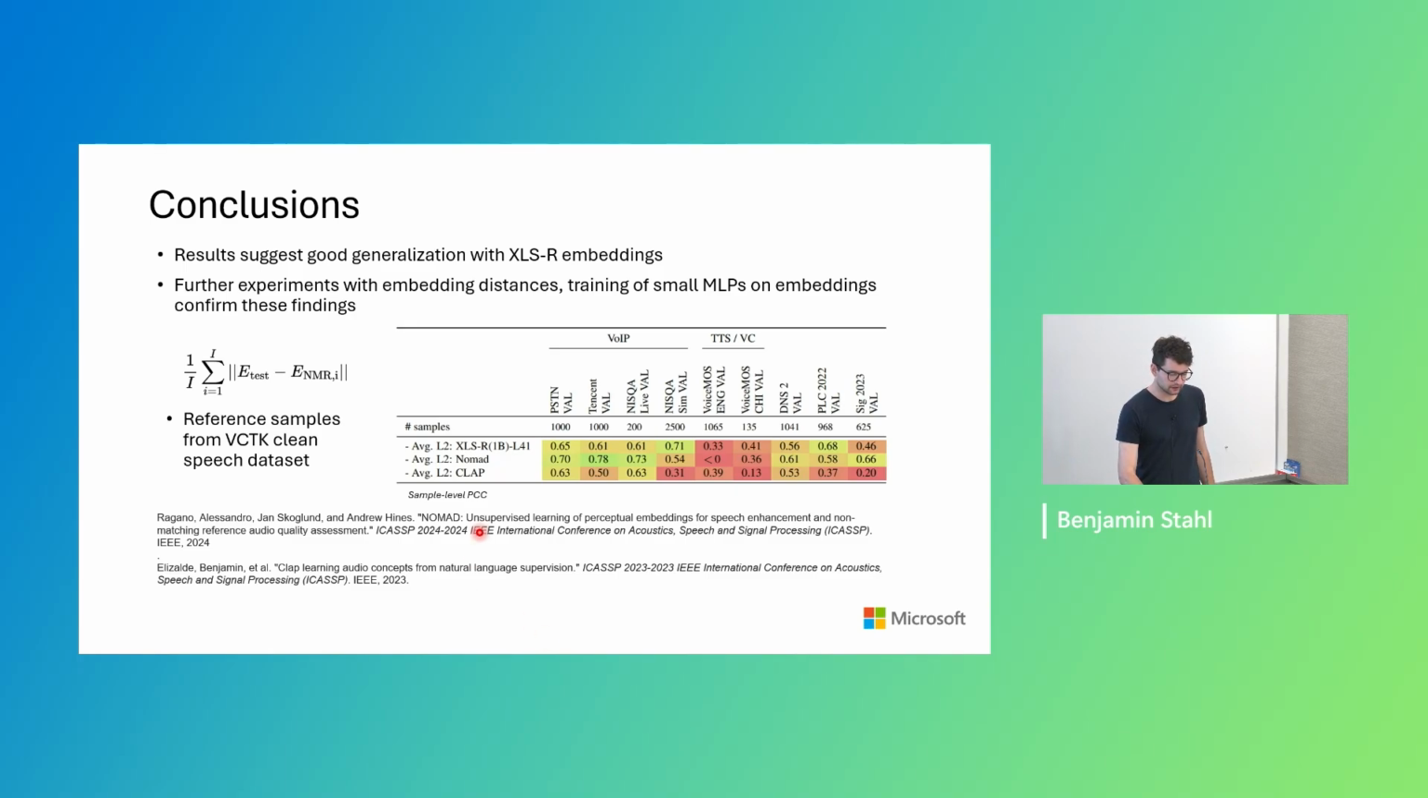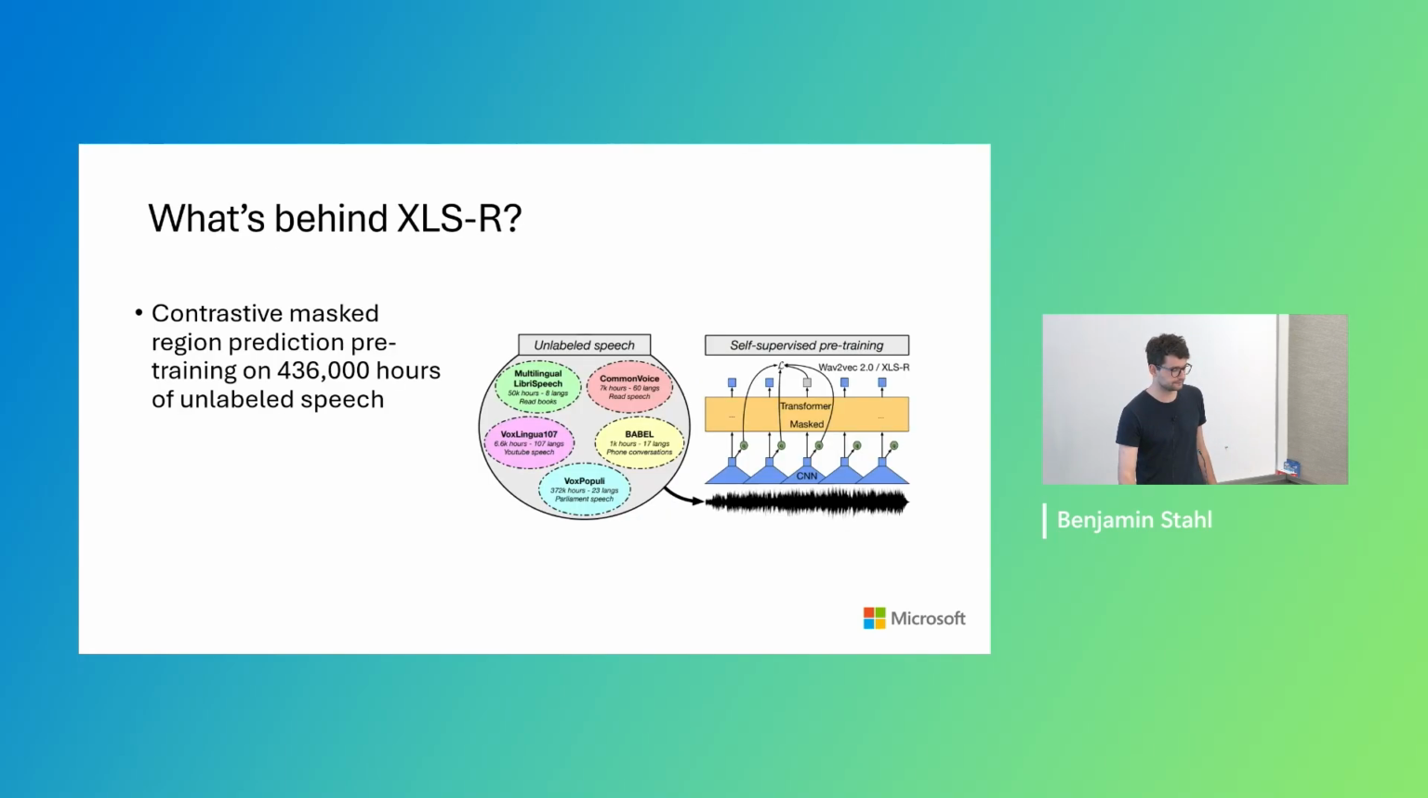And as we can see, we compared 3 different embeddings: XLSR, NOMAD, which was an embedding that was specifically trained for that task, and CLAP. And even though XLSR wasn't specifically trained for that task, it shows actually quite good correlation with MOS here. And that's why we decided to use XLSR and transformer as a starting point.